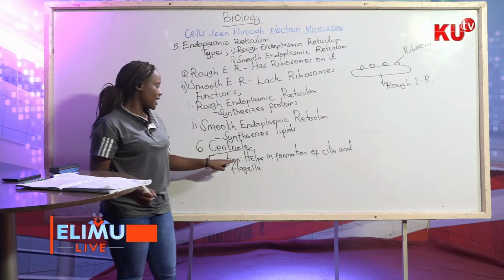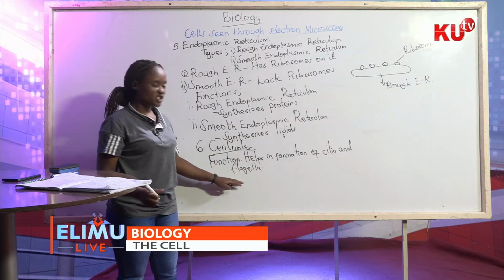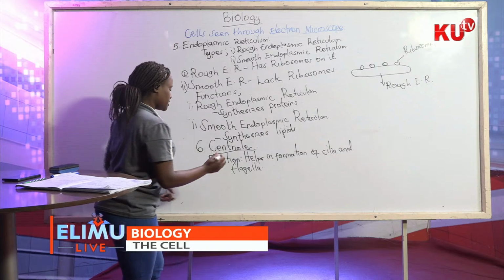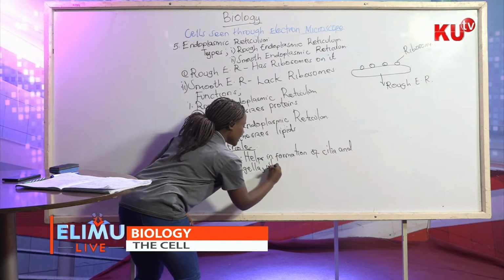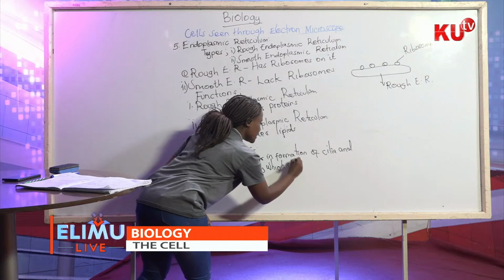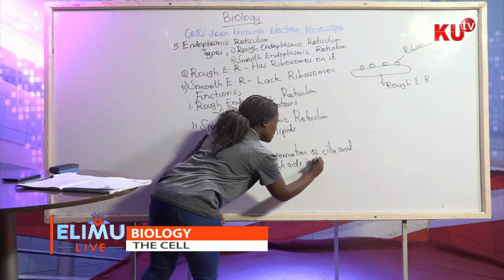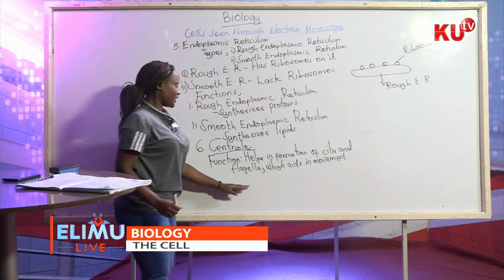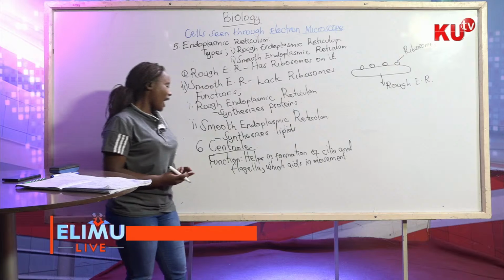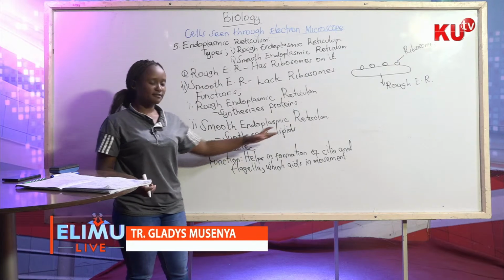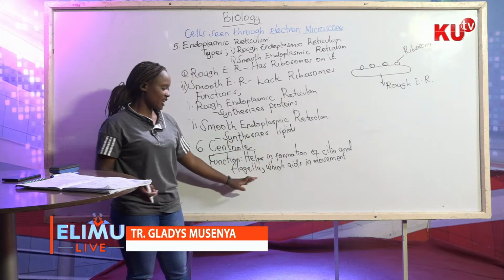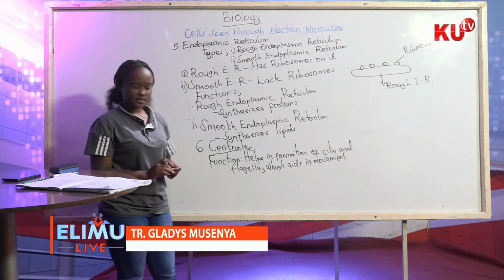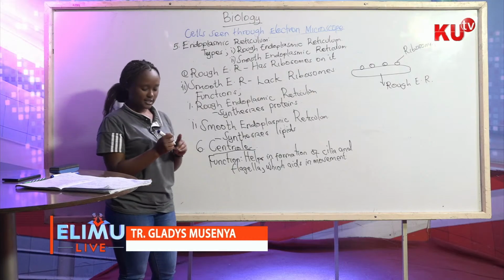The centrioles help in formation of cilia and flagella, and the cilia and flagella are used in movement, which aids in movement. So the cilia and flagella aid in movement, and centrioles help in formation of the cilia and flagella, which aid in movement.